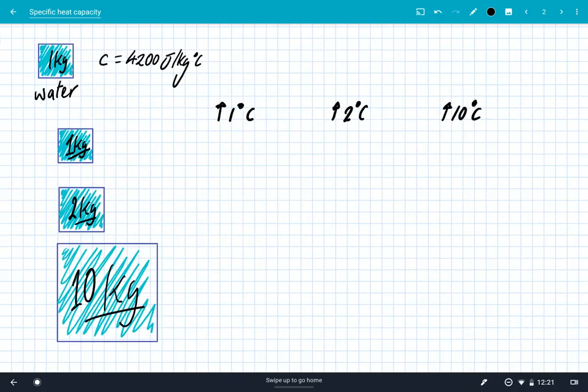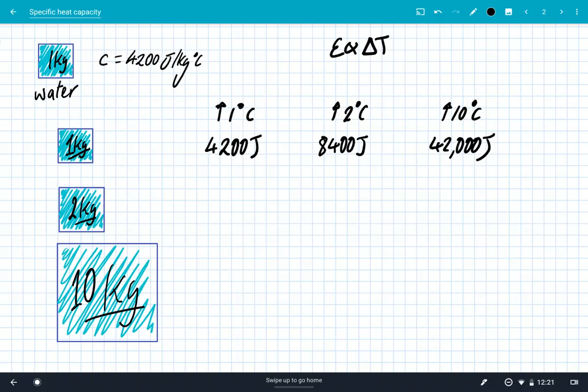So let's have a look at how it scales depending upon the change in temperature and upon the change in mass that we have. 1 kilogram of water takes 4,200 joules, as we've just seen. Therefore, if we have double the temperature change that we want, it's going to take twice as much energy. So a temperature change of 2 degrees Celsius is going to take 8,400 joules. And 10 degrees is going to take 10 times as much energy, which is 42,000 joules. So energy is proportional to the change in temperature. If you double the temperature change, you're going to double the amount of energy required to heat your material up.